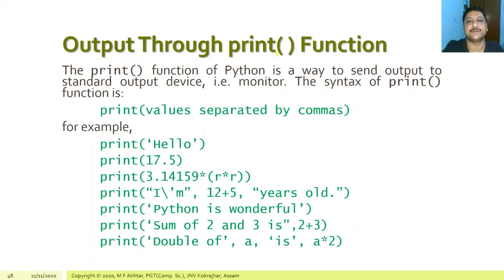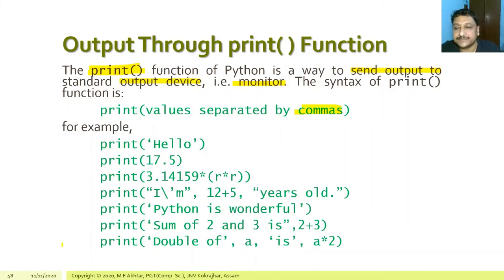Output through the print function. The print function is very helpful to display output on the screen. It sends output to a standard output device, that is, the monitor. The syntax of the print function is: print, values separated by comma. We have to give the values within brackets. We can give any number of values separated by comma. If there is more than one value, then we have to separate each value with a comma.